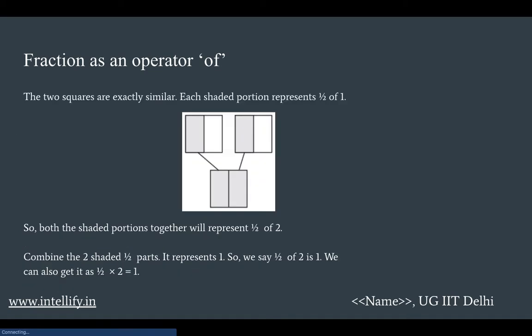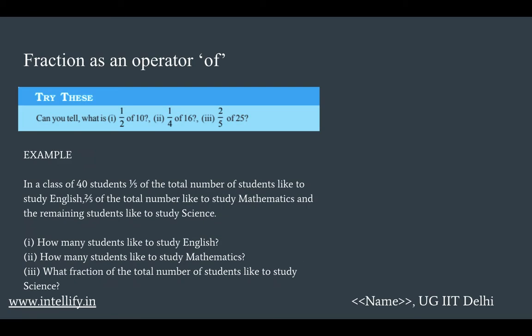What we infer from this is that the of operator is nothing but multiplication. So when we say half of 2, we say half into 2. When we say half of 3, we simply mean 1 by 2 into 3, that is 3 by 2. So 3 by 2 is half of 3. Can you tell half of 10? Half of 10 will be half into 10, that is 5. Half of 6, 1 by 4th of 16, that is 16 by 4. How much is that? 4.